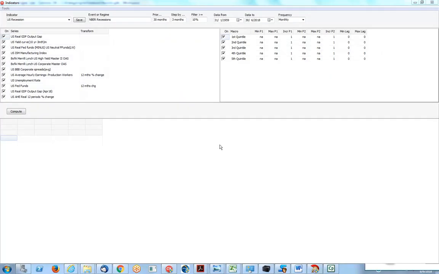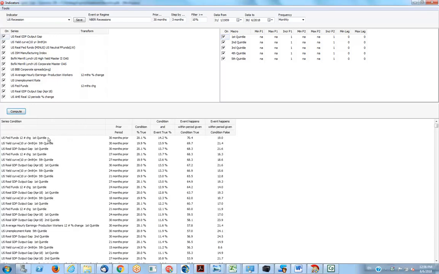Just going to finish up with another look at a range of different indicators. So if we're defining the event or the regime as a US recession, and I'm interested in what's happening to a range of indicators in the 30 months prior to the recession. There's my series that I'm going to look for. I'm going to categorize them in terms of first quintile, so very high or very strong, down through to the fifth quintile. And if we run that analysis, what comes up the highest, if you like, is the 12-month change in the Fed funds rate.